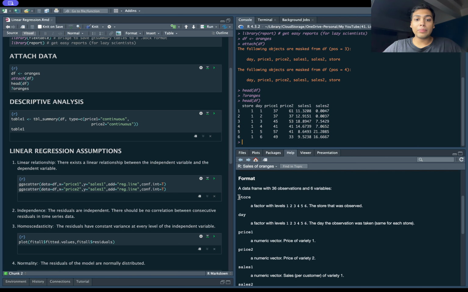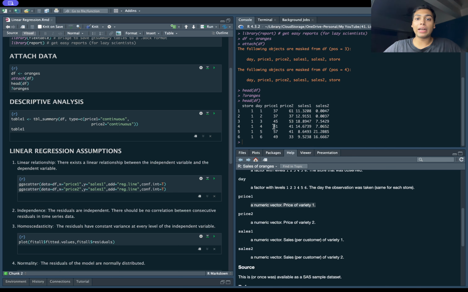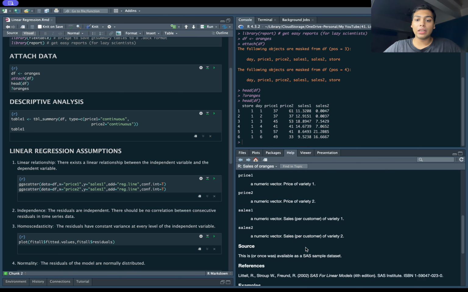So the store variable is a factor or a categorical variable with levels 1 to 6, and they denote the store that was observed. So store 1, store 2, and so on and so forth. The day is obviously the day on which people made the purchase. So day 1, 2, 3, 4, 5, 6. Price is obviously the price, 37 units for variety number 1, and sales is the sales per customer, average per customer of variety number 1.